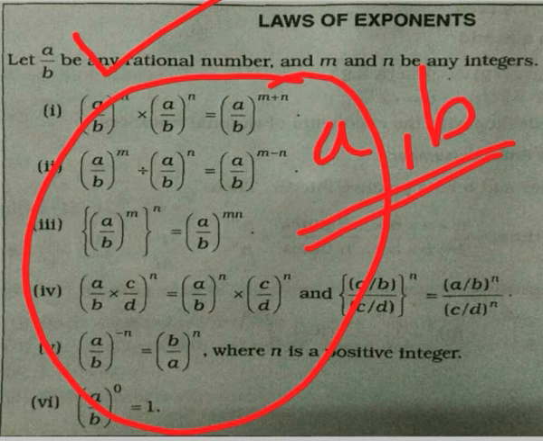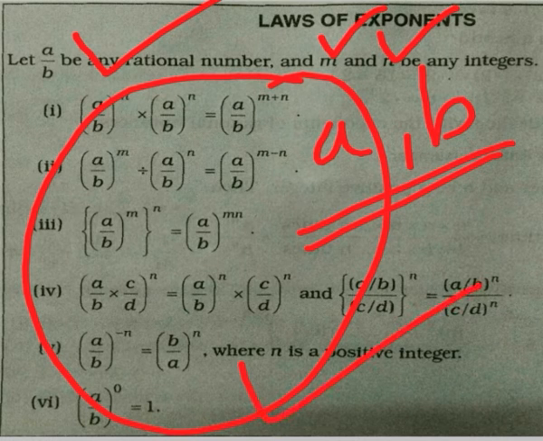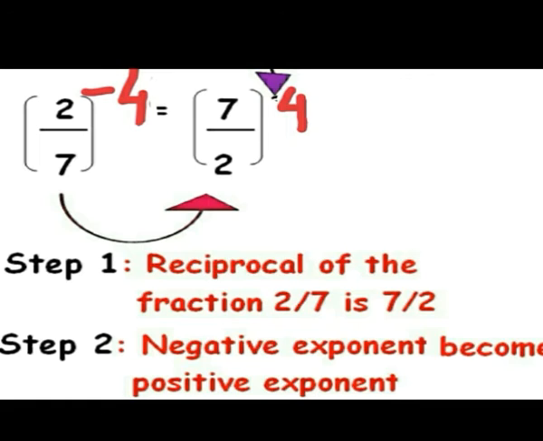So if a upon b is any rational number and m and n, which are the powers or exponents, are any integers, then also they are going to work. So here look at this example. We have 2 upon 7 whole raised to the power negative 4, which can be written as the reciprocal of its positive exponent.